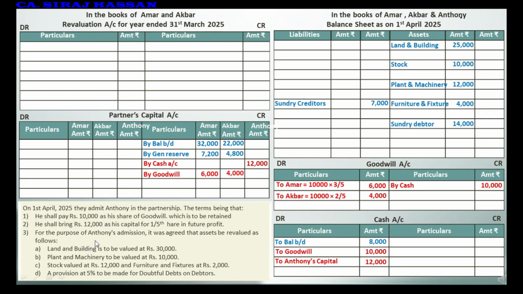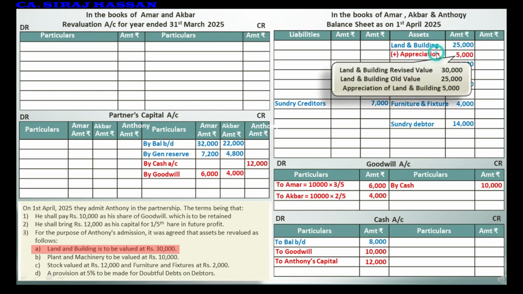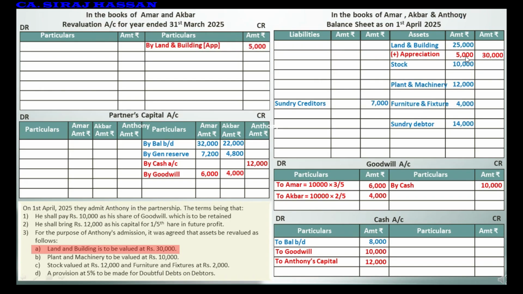After that, we have revaluation of assets and liabilities. Land and building will be valued at rupees 30,000. So we go to the asset side. Earlier the value was 25,000. Now the value has been increased to 30,000. So there is an appreciation of 5,000. I wrote 30,000 in the outer column. This 5,000 will go to the revaluation account, credit side, being a profit. All the profits and gains are shown on the credit side of the revaluation account.